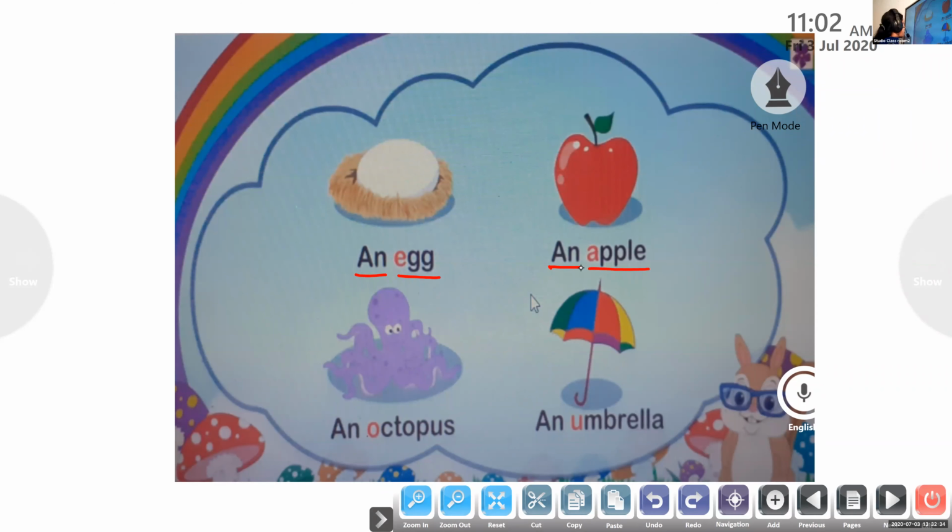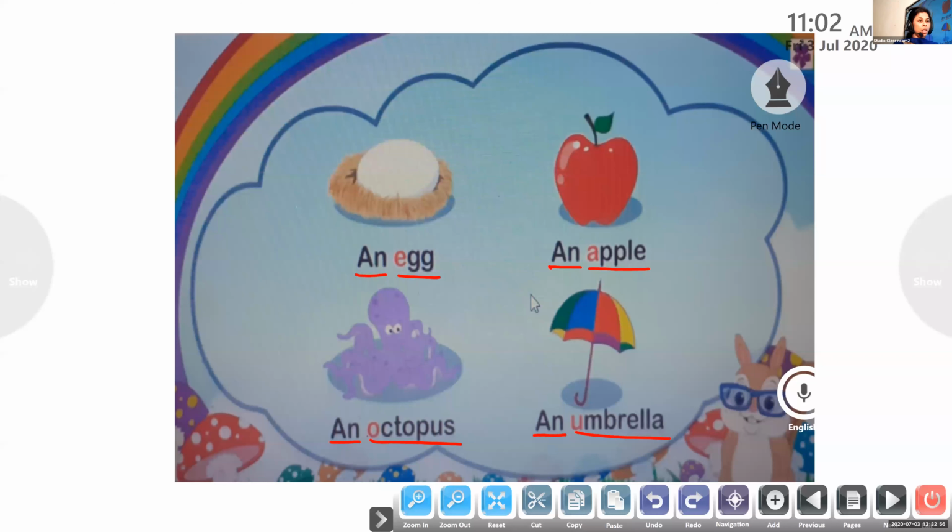Okay? Now, octopus is a word which begins with a vowel O. So we use an before the word. Okay? Now we move on to the next word, umbrella. Umbrella begins with a letter U, with a vowel U. So we use an before the word.